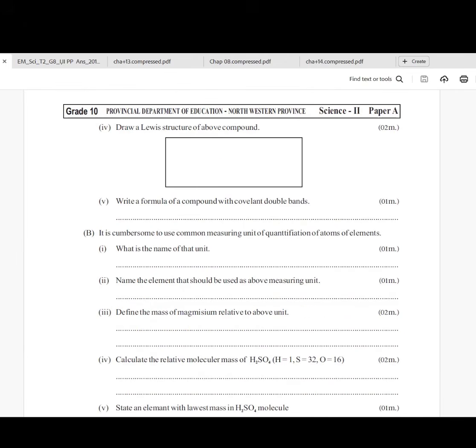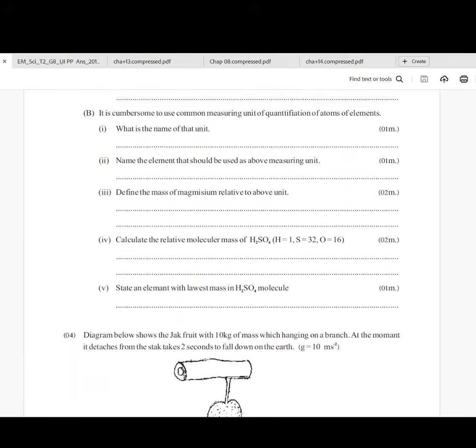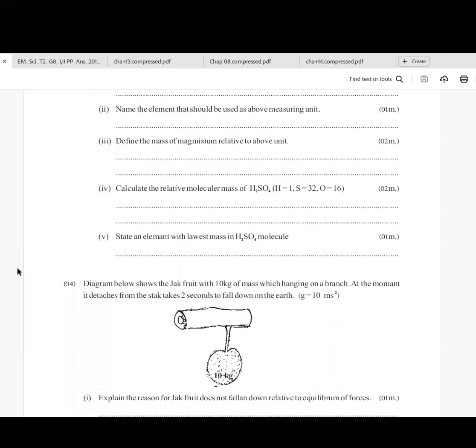Calculate the relative molecular mass of H2SO4. To find it, the values have been given. There are two hydrogens, so one should multiply 1 with 2, plus 1 sulfur. There are 4 oxygens, so 16 should be multiplied with 4. Then the answer should be 98. State the element with the lowest mass in the H2SO4 molecule. Hydrogen has the lowest mass.